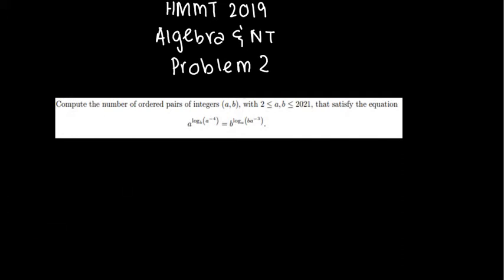So the problem asks: compute the number of ordered pairs of integers (a, b) with 2 ≤ a, b ≤ 2021 that satisfy the equation a^(log_b(a^-4)) = b^(log_a(b) · a^-3). Okay, so let's try and simplify this a little bit.